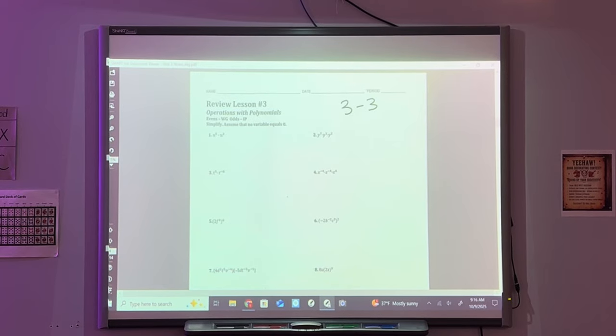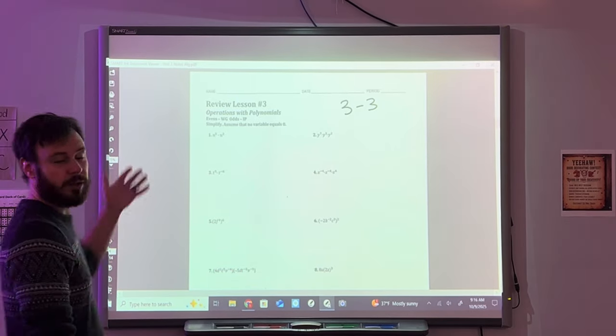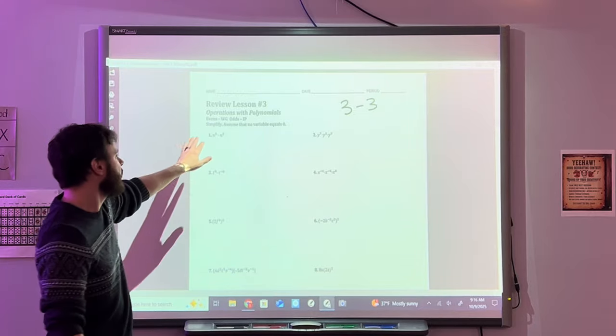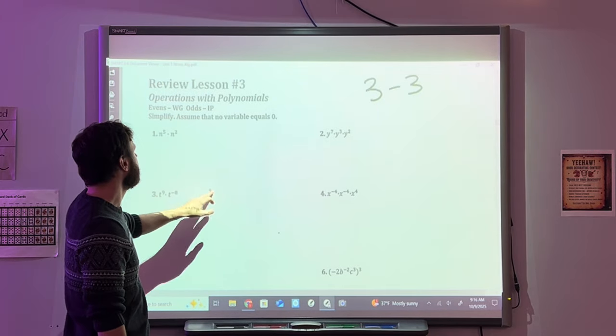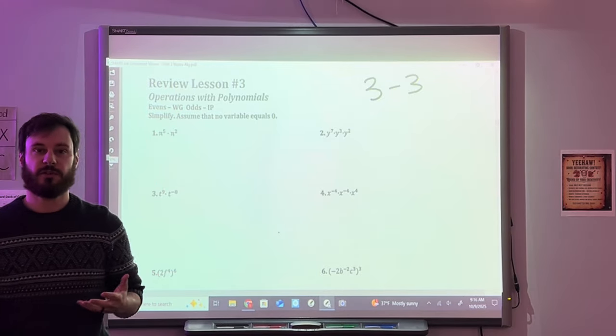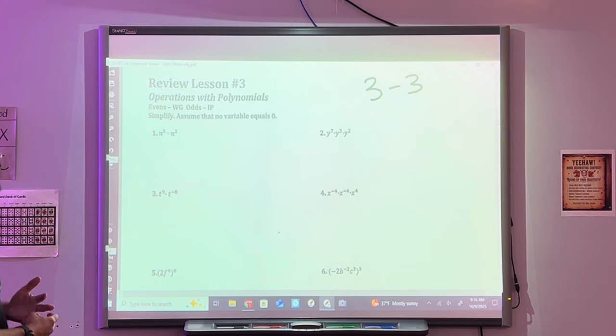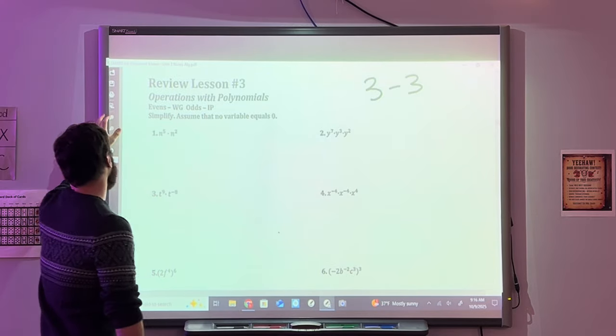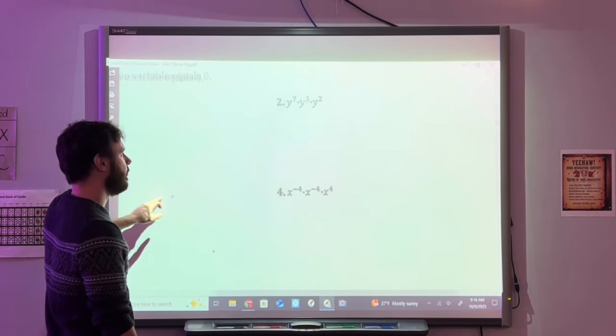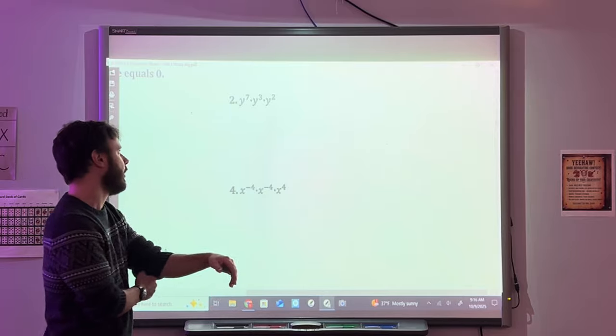Okay, review lesson number 3 is our actual lesson number 3. It says right here at the top of the page, we're going to do the evens together, and then the odds will be your practice. So we're going to be working over here on the right side today. This is just kind of putting together what lessons 1 and 2 were talking about.